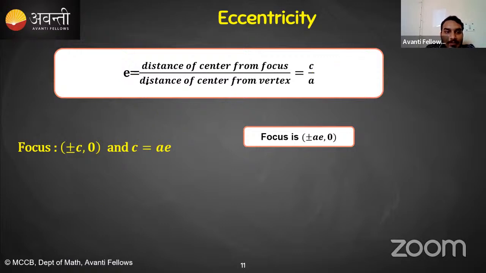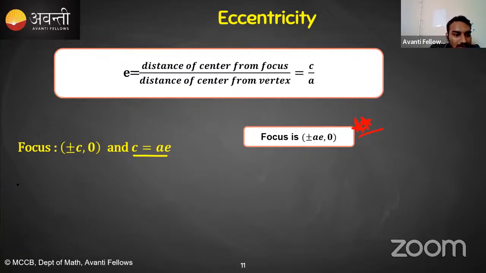So what is C? C is nothing but AE only. Yes or no? C कितना आ गया? AE. And focus के coordinate क्या थे? Focus coordinates are (C, 0) and (minus C, 0). So you can say that coordinate of focus in terms of eccentricity are plus minus AE. Is this clear? ये याद रहेगा. So आज के बाद whenever I will use (plus minus AE, 0), it denotes the focus. Is this clear? Okay. If it is clear, so now let's come back to the eccentricity.